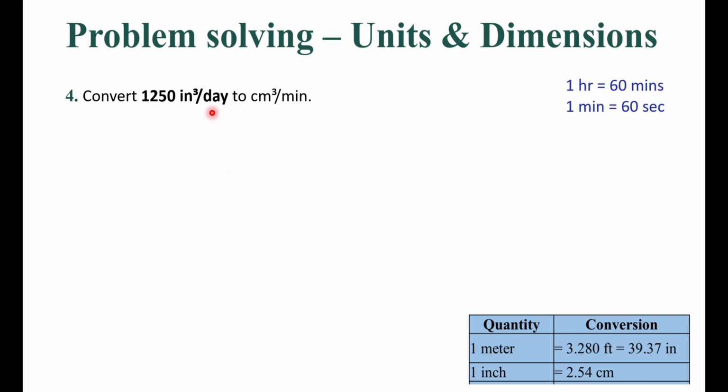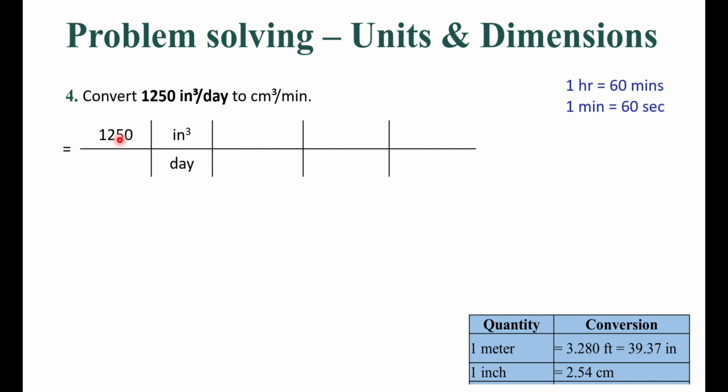Coming to day, 1 day has 24 hours. So we have to convert day to hours. Each hour has 60 minutes. So the next step is to draw the table and fill the respective values. The first cell will always have a numerical value, that is 1250. The second column has inch cube in the numerator and day in the denominator. Now let's fill the respective relations in each column, starting with inch.